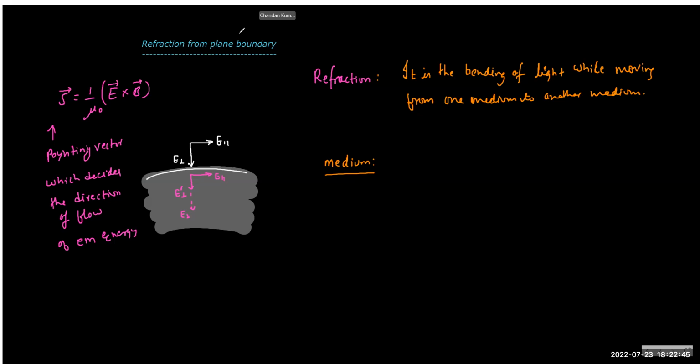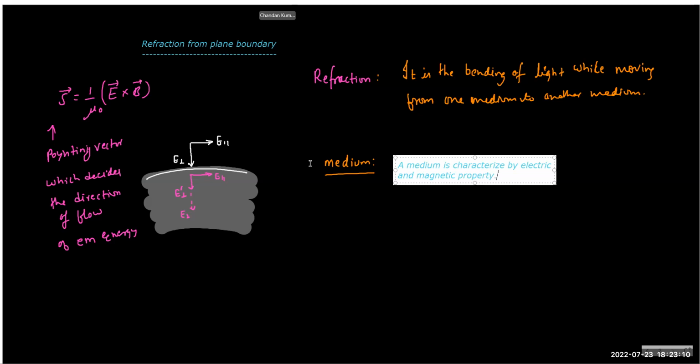So let me just put it in words. A medium, and you should know this small definition, is characterized by its unique electric and magnetic property.